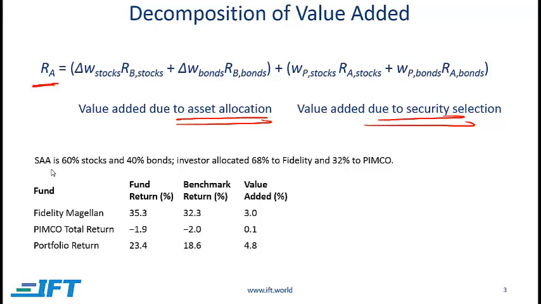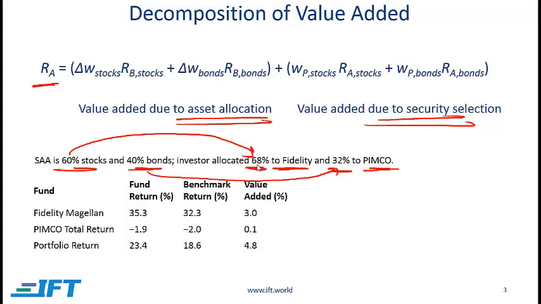Say the strategic asset allocation is 60% stocks and 40% bonds, but an investor allocates 68% to this actively managed stock fund and 32% to this actively managed bond fund. So there are two active decisions that are made here. One active decision is to overweight stocks by 8% and underweight bonds by 8%. This is an active asset allocation decision, and this will turn out to be a good decision if bonds underperform and stocks do very well.